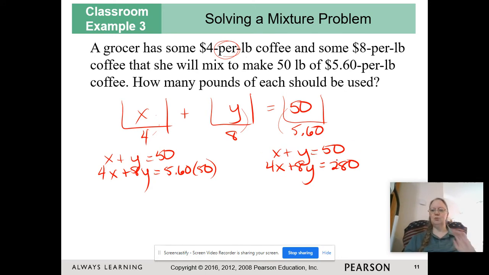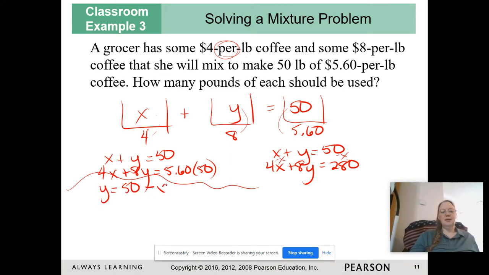This would be pretty easy to solve for one of the variables. I'm probably just going to do substitution. So we're going to subtract x. Okay, so we have y is equal to 50 minus x. I'm going to substitute this into my equation. So 4x plus 8y, but I'm substituting the y as 50 minus x, is equal to 280.